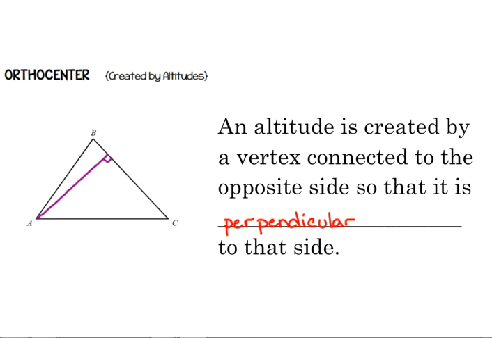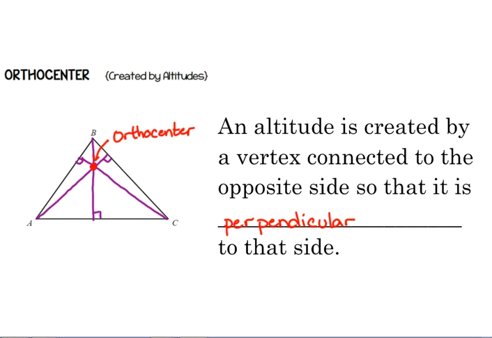I've connected vertex B to the opposite side, AC, so that a right angle is created right there. And then vertex C as well, I've connected to the other side so there's a right angle. Notice these 3 altitudes intersect at one point right there, and that point is the orthocenter.